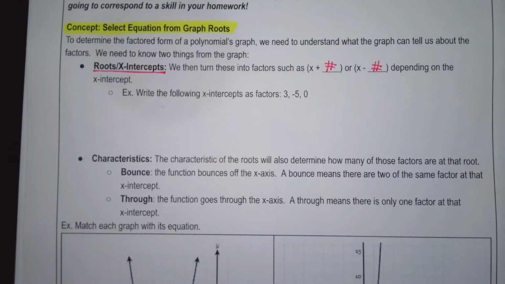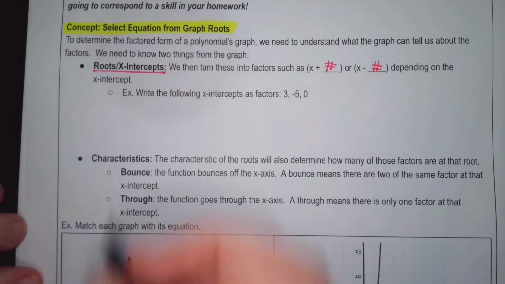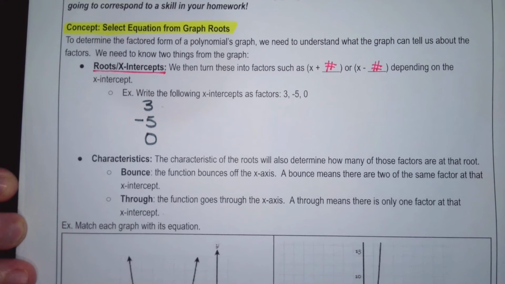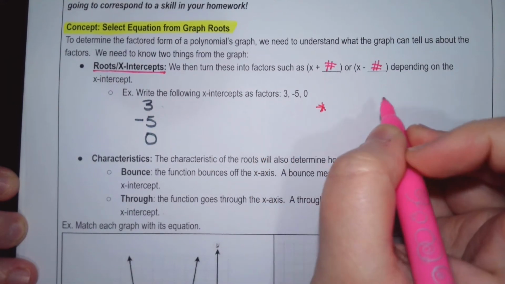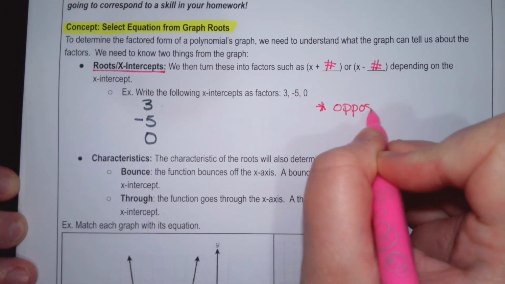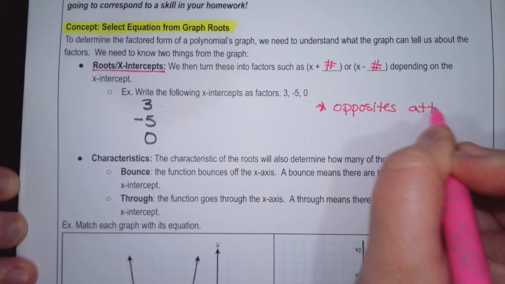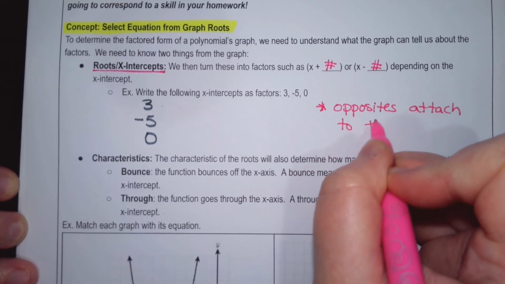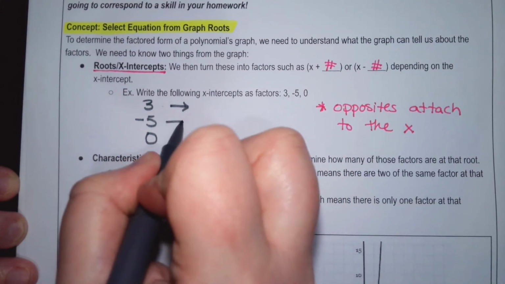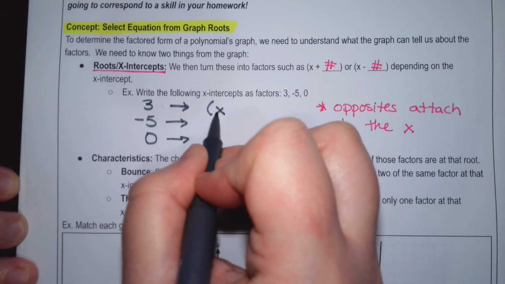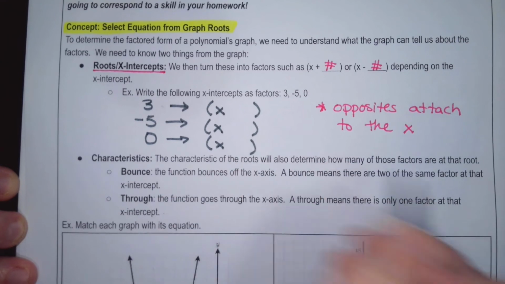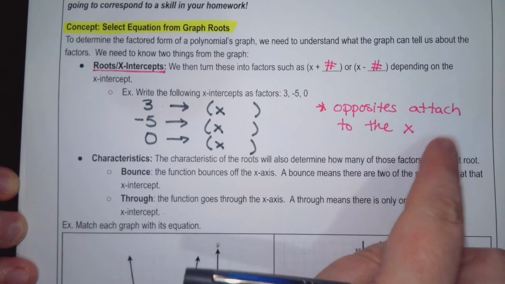So we want to write the following X-intercepts as factors. So we have 3, -5, and 0. The big thing for this is opposites attached to the x. And what I mean by that is we're going to take these X-intercepts and they are going to get parentheses with an x. And then this is what I mean, opposites attached to the x.